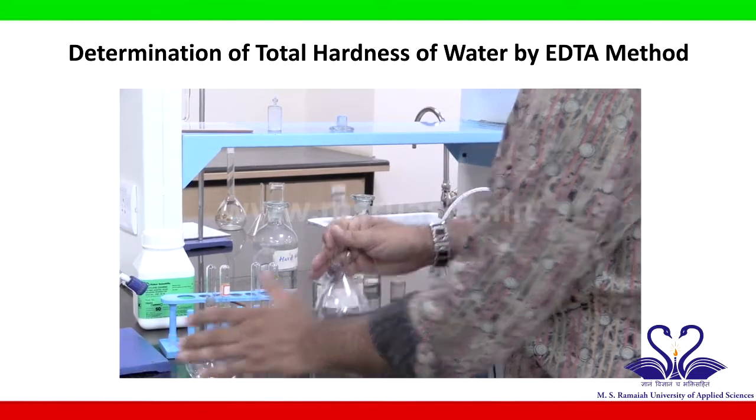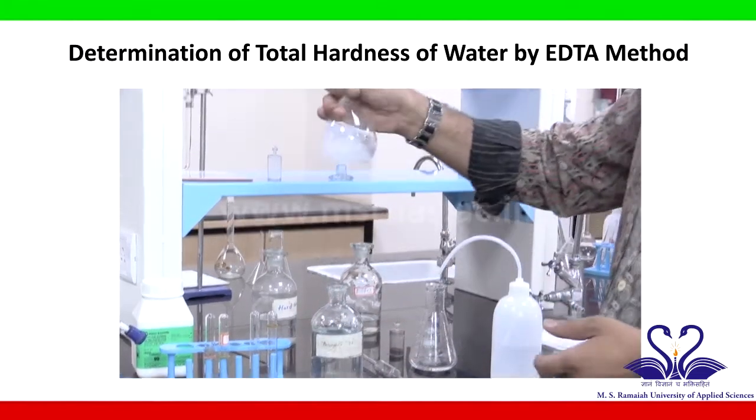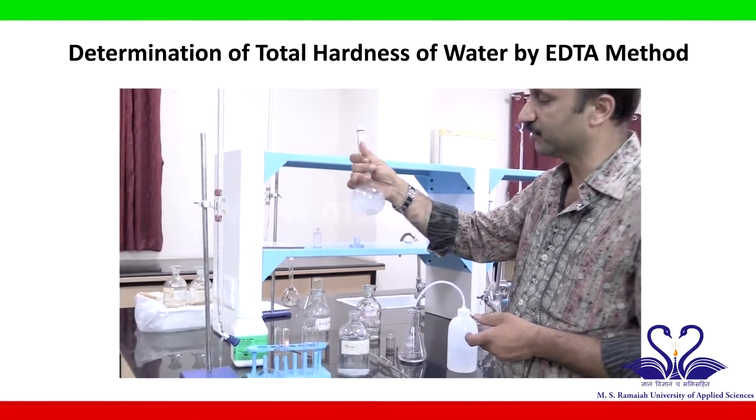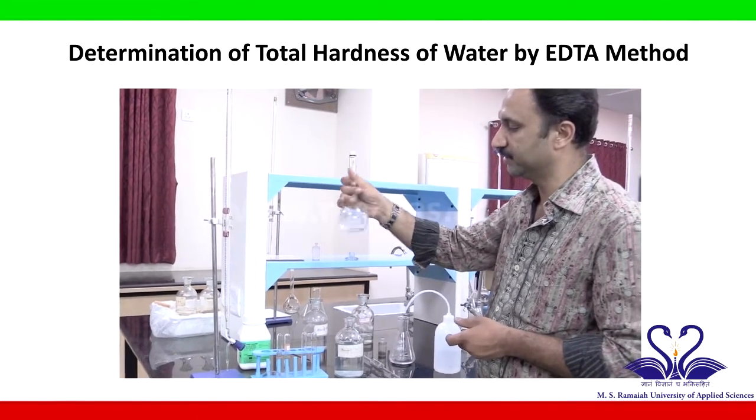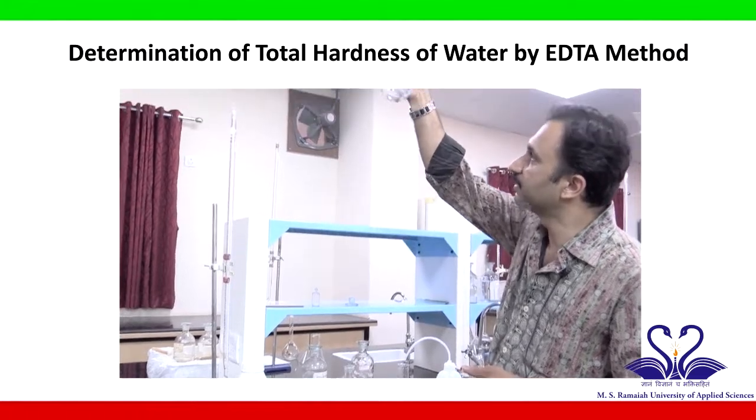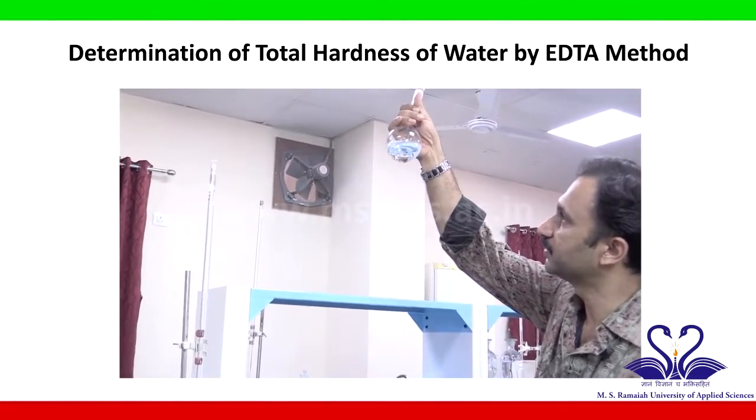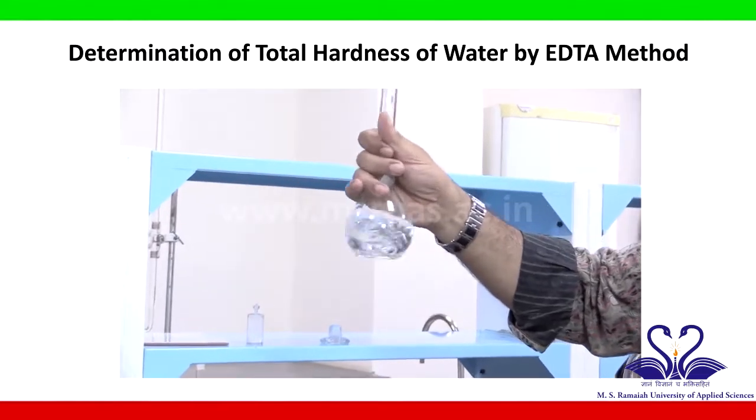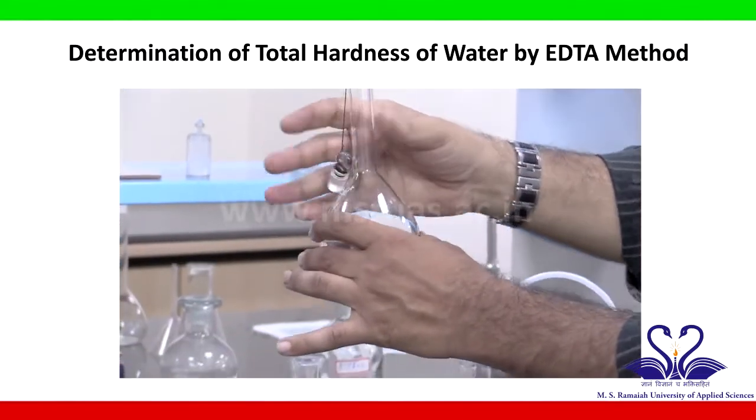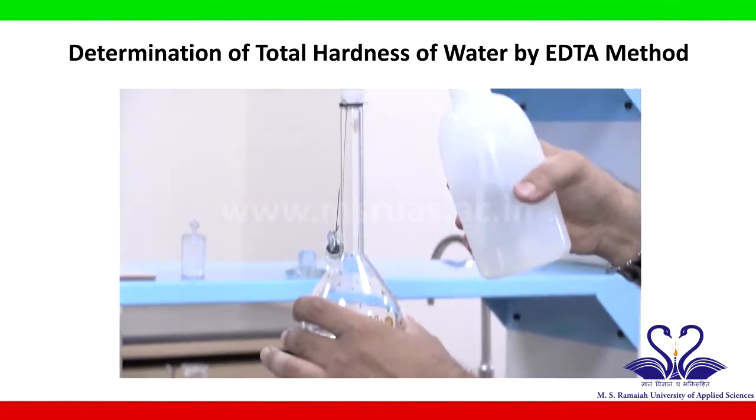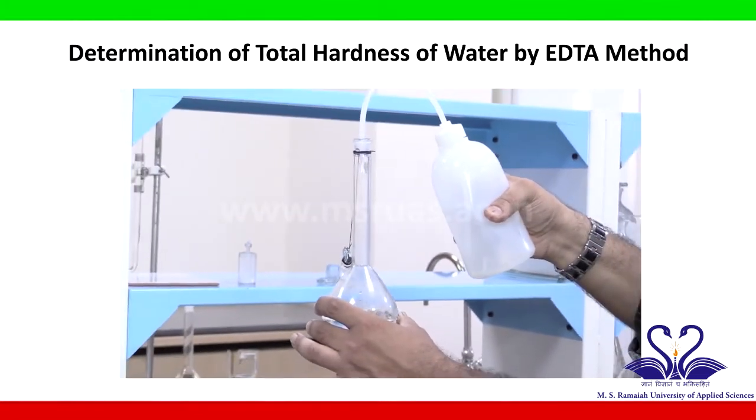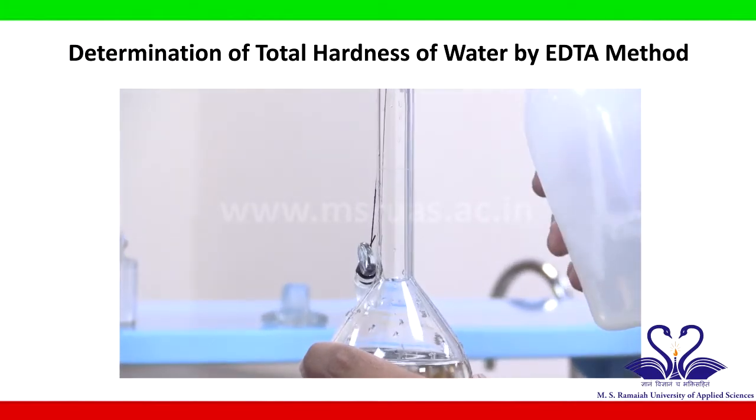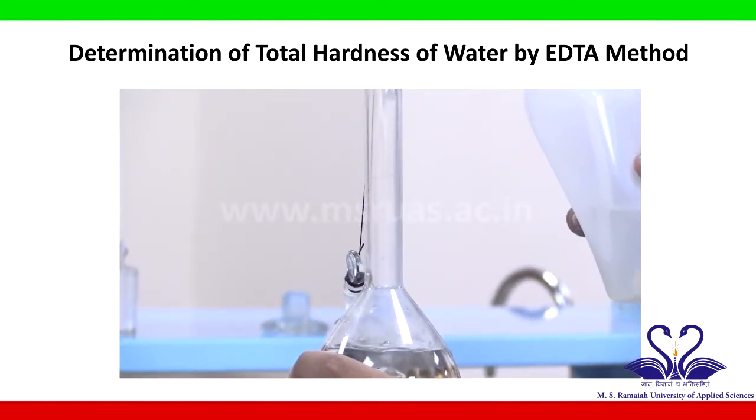Now swirl it to dissolve the EDTA sample. Swirl, don't put the stopper, you have to only swirl and try to see that the EDTA sample is dissolved. So we can see the EDTA has been dissolved almost. So now we can make it up to the mark using distilled water.